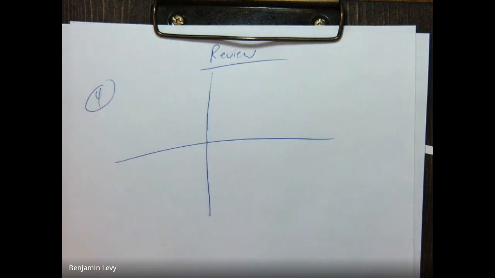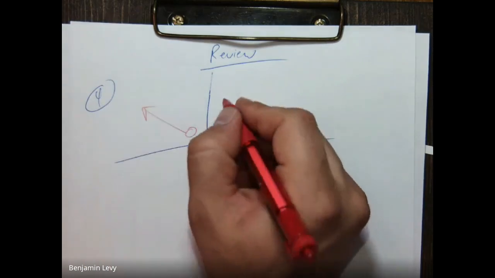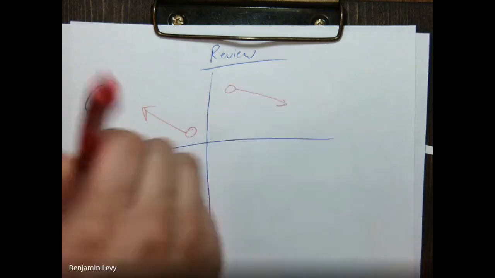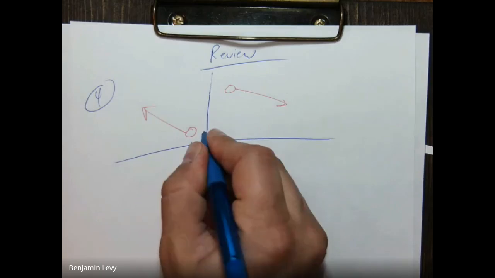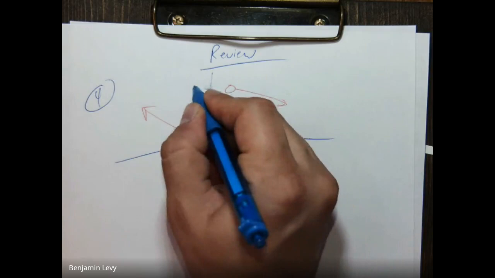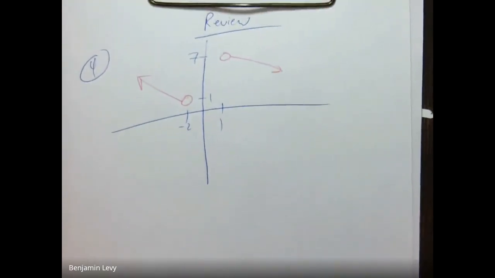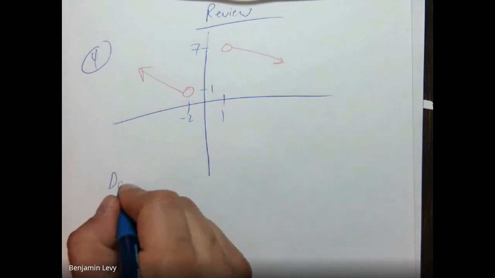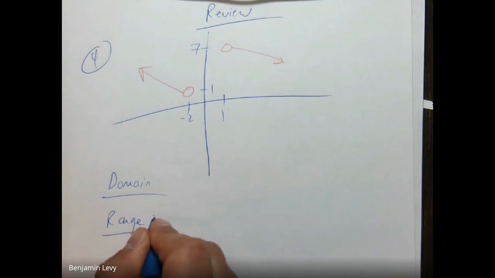It's got a graph, and there's an open circle right here pointing like that, and then there's a closed circle right here pointing like that. And this point is -2, 1, and this point is 1, 7. And so this question is asking you about the domain and range. I always put questions like this on tests where I give a graph and I ask for domain and range. It's fairly basic, tells me whether or not you understand the general concept.